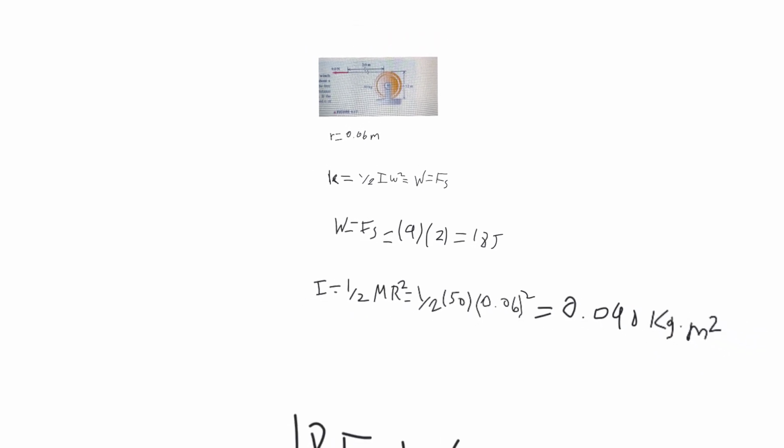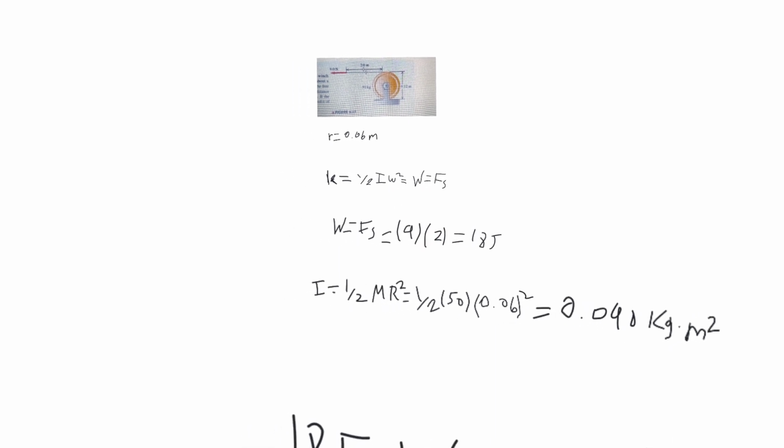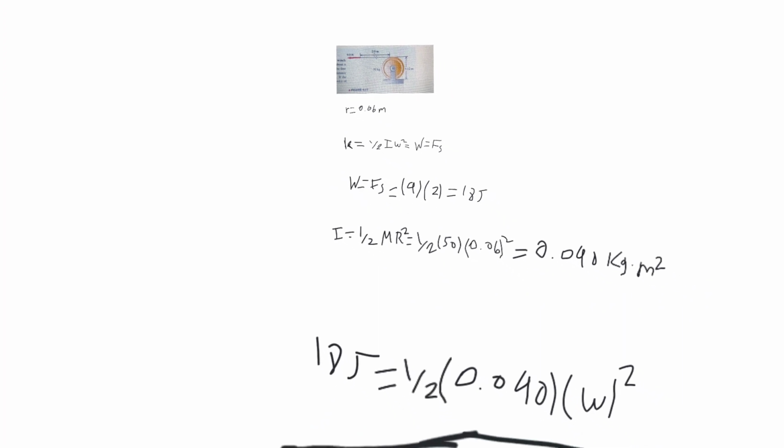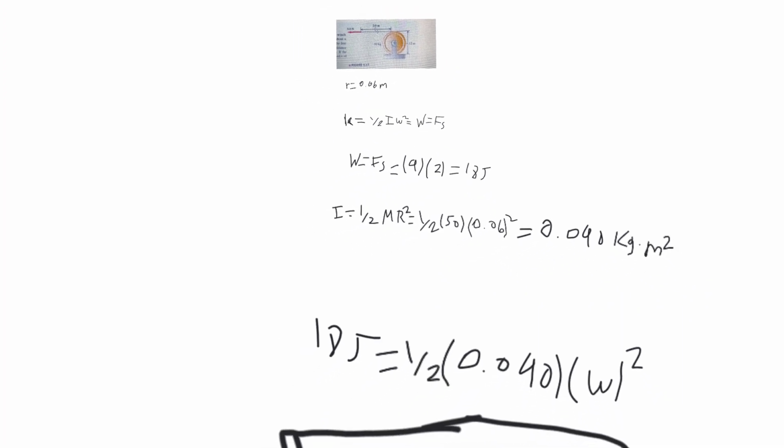Okay, so we have some of that information. We know that the force is going to be 9 newtons, which we got from the picture, times the 2 meters that it got unwound, which we also got from the picture, and that gives us 18 joules. That's going to be the amount of work that's done. So now we have that work.